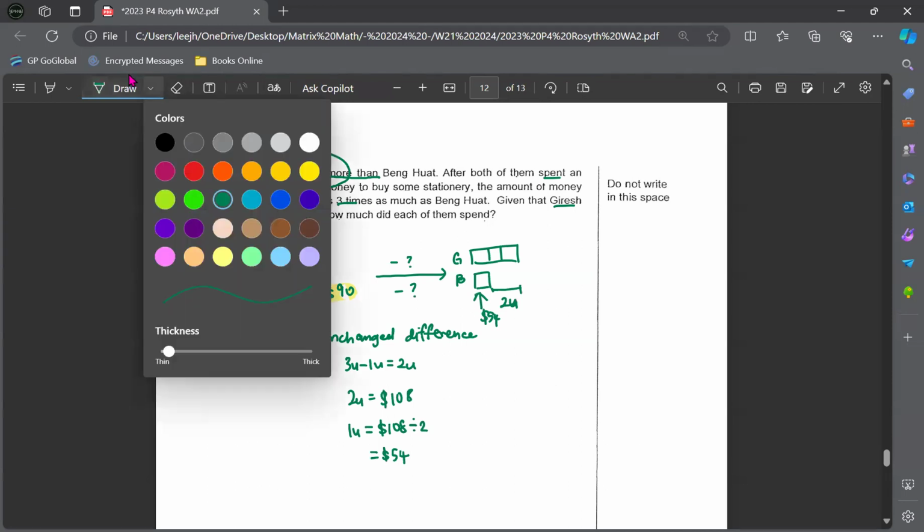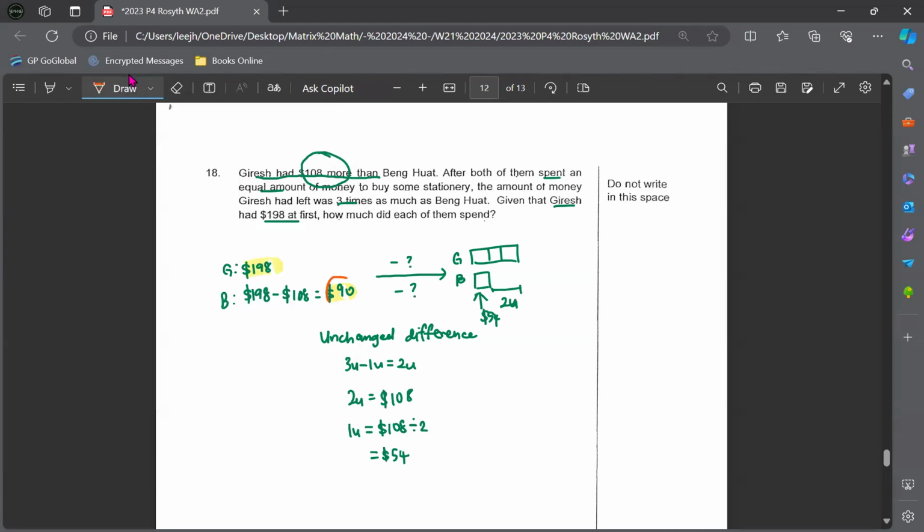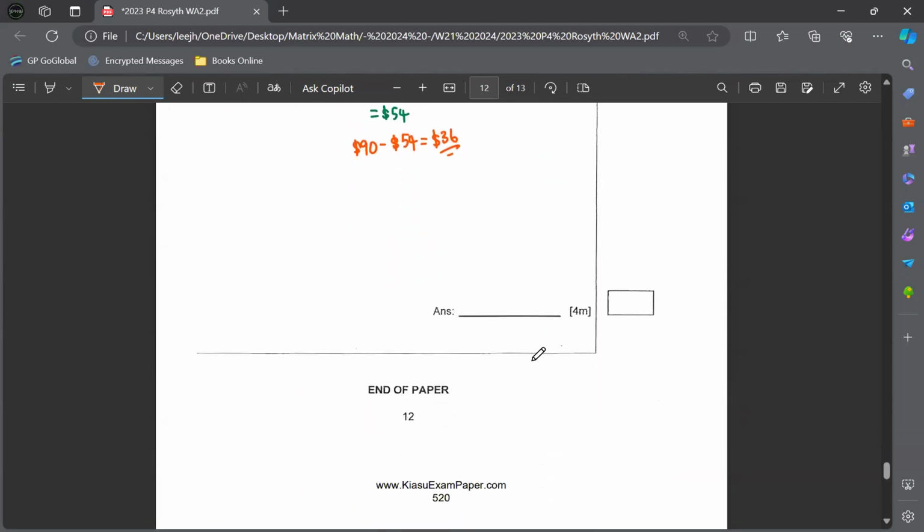So how much did each of them spend? You can see already how to find. Bing Huat got $90 at first. After spending, he's left with $54. So in order to find the change, you take $90 minus 54. Your answer will be $36. So please fill up here $36. Okay, this is the end of the paper.